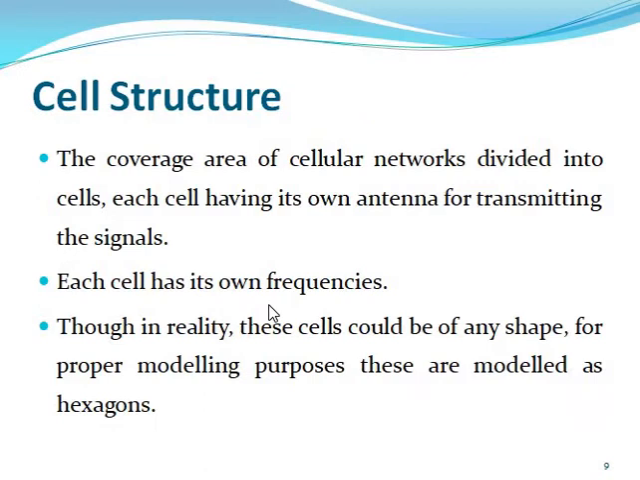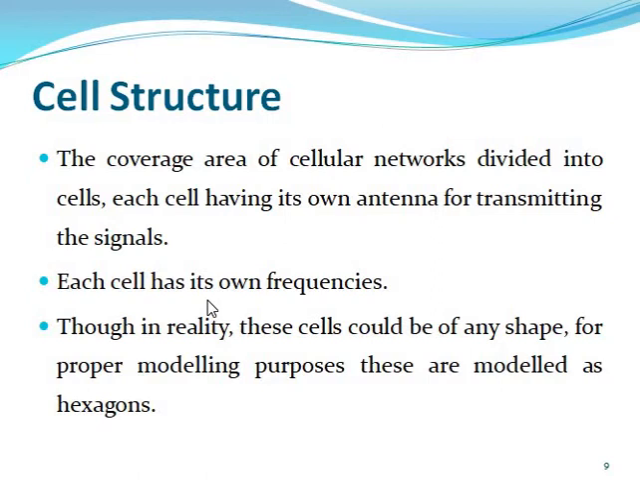Now we discuss the cell structure. What is the cell structure? The coverage area of a cellular network is divided into cells, and each cell has one antenna for transmitting the signal. So what is the antenna, what is the transmitter, and what is the signal? We discussed all these concepts in unit number 2: signal, antenna, and the propagation modes. How is your signal transmitted and how do you receive the signal?